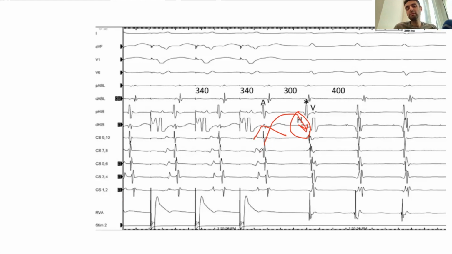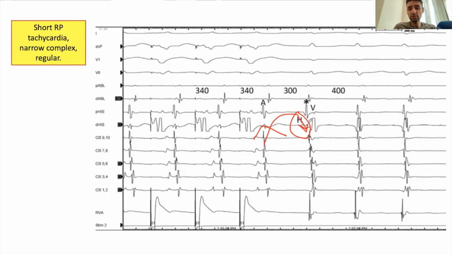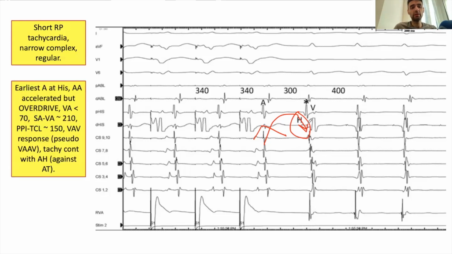So it's not A, V, A, and then tachycardia A, and then down the His. Okay, so in this case this is a short RP tachycardia. Earliest A, it's a very short RP tachycardia. VA is most likely less than 70 milliseconds. So it's an AVNRT suspect.